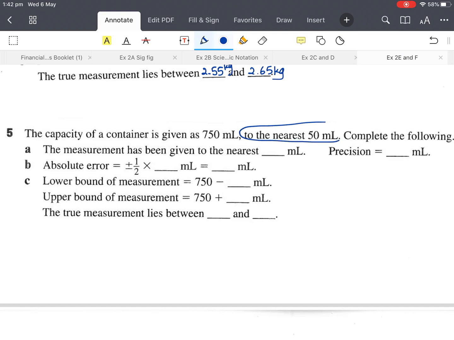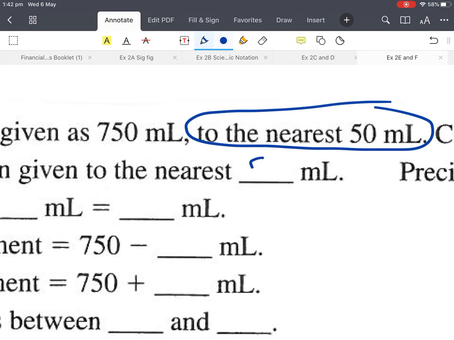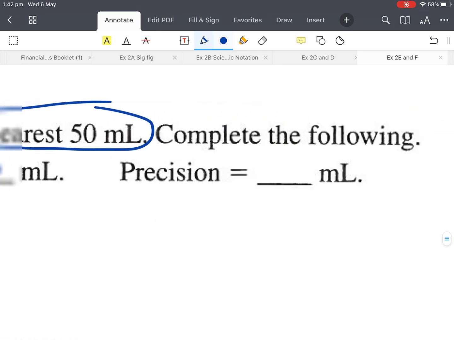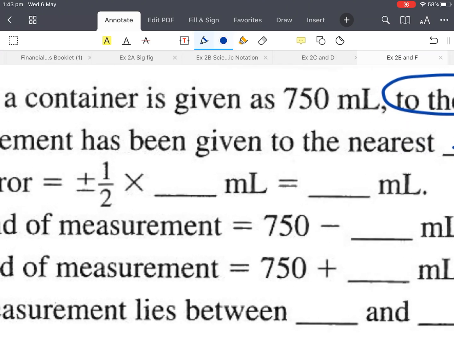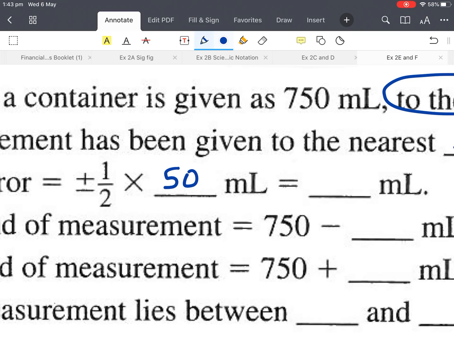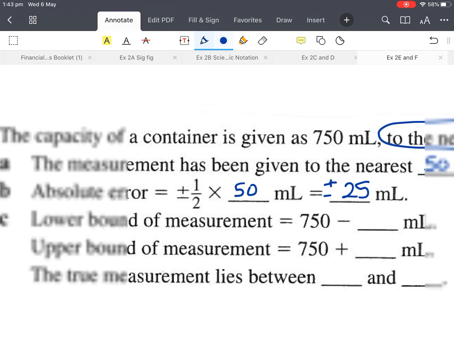All right, so this one, when they give you rounding, that becomes your precision, okay? So this has been given to the nearest 50 mils, so your precision is now 50 mils. So to work out the error, you've got to work out half of 50. Half of 50 is plus or minus 25 mils, isn't it?